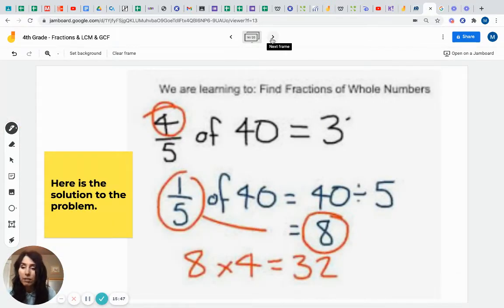So if you're still confused, I thought I would go ahead and show you the solution for how to find fractions of whole numbers. So this represents 4/5 of 40 equals 30. And this shows you step by step what I just showed you with your visuals using the area model or the representation of the fractions. I hope that this is making sense. If not, just know your teacher will be going over this with you in greater detail.